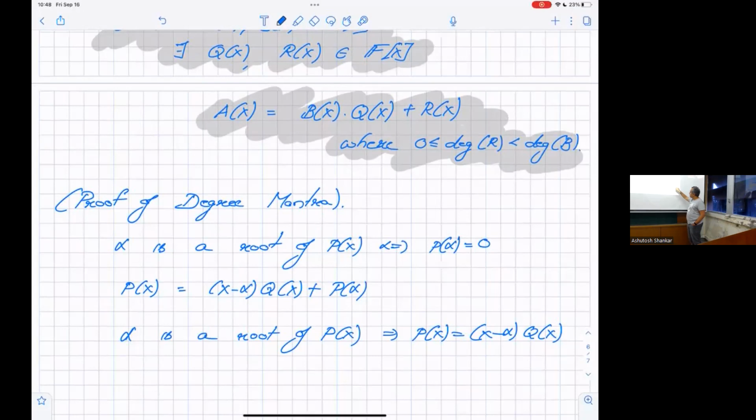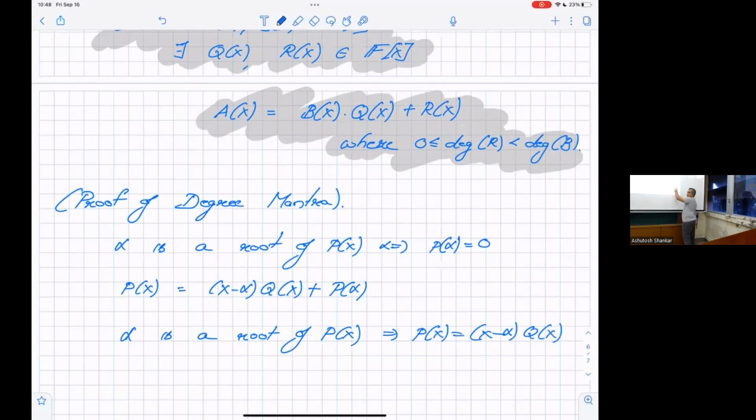So I want to say one of the places out here, I said that when I plug in alpha 2, this product, so this is alpha 2 minus alpha 1 times Q of alpha 2, I need to argue that either this is 0 or this is 0. So I need it to be an integral domain. That's where I will be using it. So Q of alpha 2.